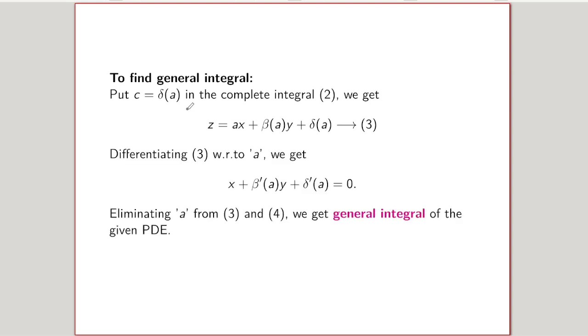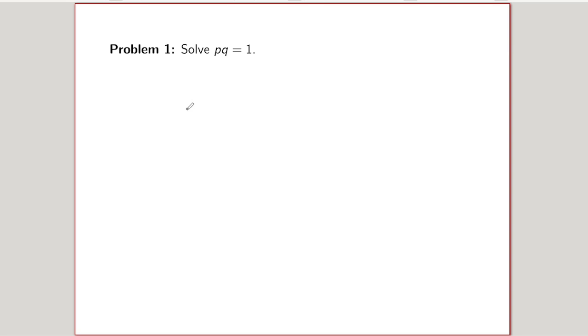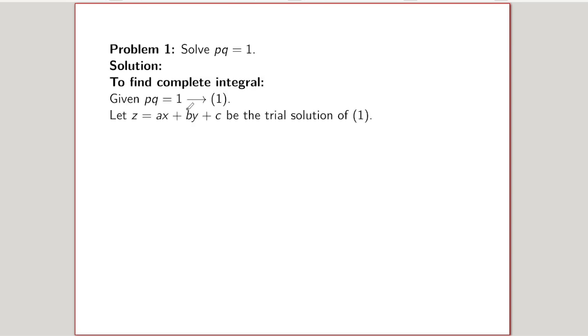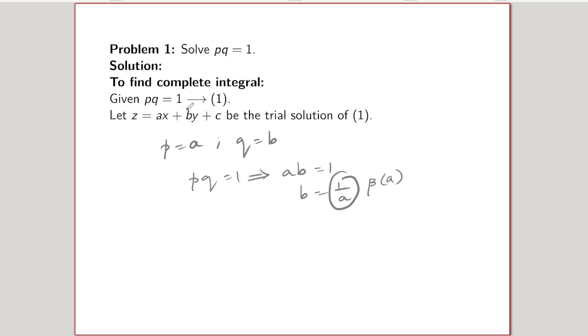Let us see some problems from this type. So first question, I'm going to take pq is equal to 1. For the complete integral, I'm going to assume the trial solution as z equal to ax plus by plus c. As I have told you earlier, p can be written as a and q will be b. So instead of p, q, I am going to substitute a and b in the given equation. Since pq is equal to 1, this can be written as ab equal to 1. So b can be written in terms of a. This 1 by a is nothing but the beta of a term given in the method.